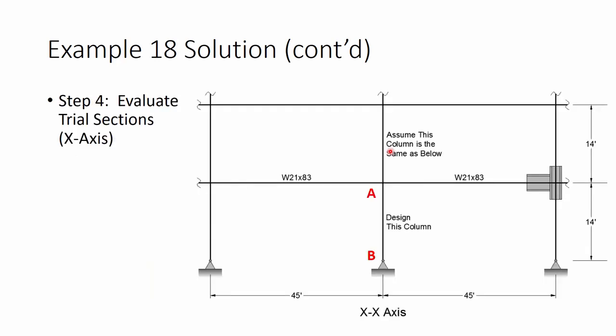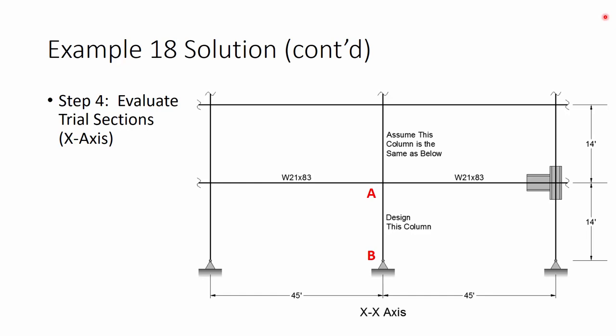So what we have to do from now is evaluate those trial sections. Now, before we get into that, just a note, if neither of these trial sections work, what we would do is go back to that table and select the next heaviest W sections and go from there. But you'll see here in a sec that we won't really have to do that for this example. One of these sections will work, and we'll illustrate that later. Now, we have to evaluate these trial sections.